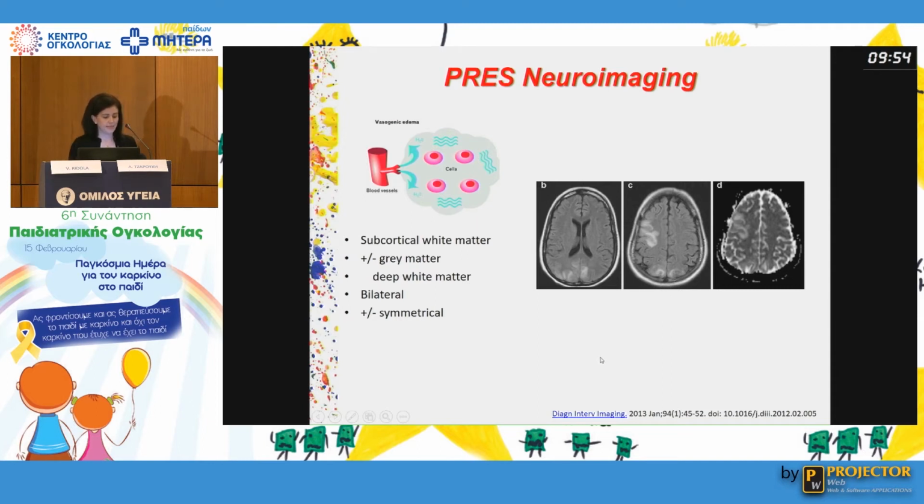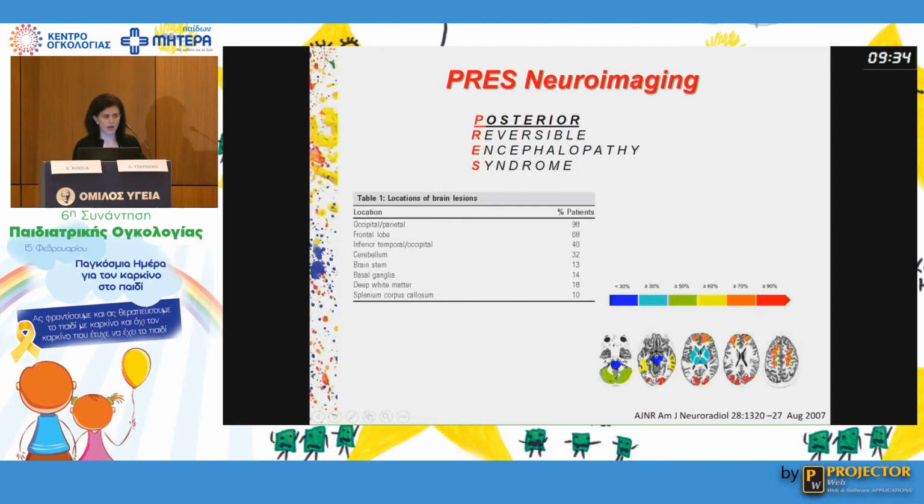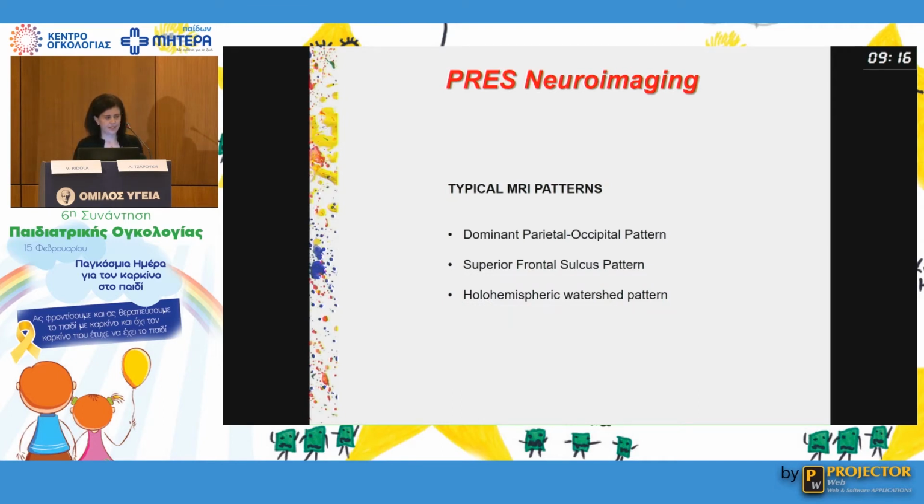We will see vasogenic edema in the subcortical white matter, the white matter just beneath the cortex. The gray matter, the cortex, is often also involved, but we will rarely see involvement of the deep white matter in PRES syndrome. The lesions are bilateral, symmetrical or not. Where should I look for vasogenic edema? The answer comes from the name: the posterior parts of the brain, where the sympathetic innervation is very low. There are typical MRI patterns for PRES syndrome described in the literature.